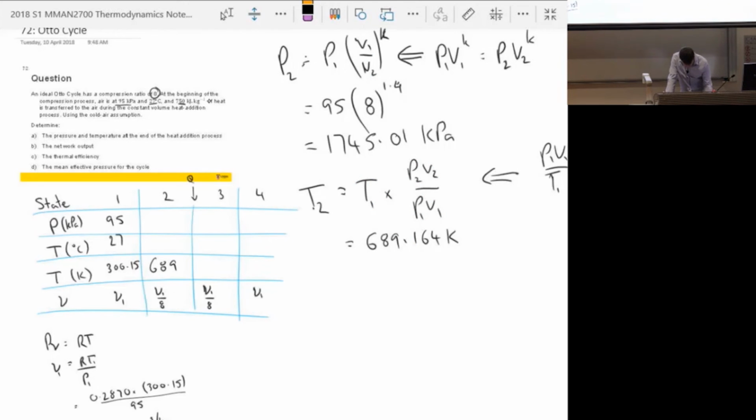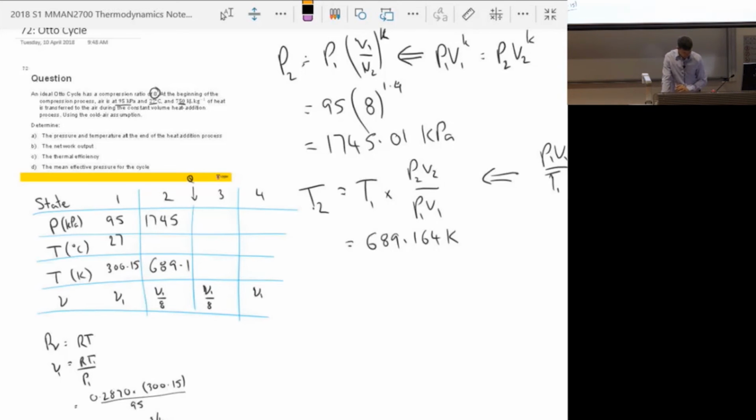689 and 174. All right, I'm not going to fill out temperature in centigrade unless I was particularly asked for that temperature. So that gives us our state point 2. Okay, so we're just going through the cycle.